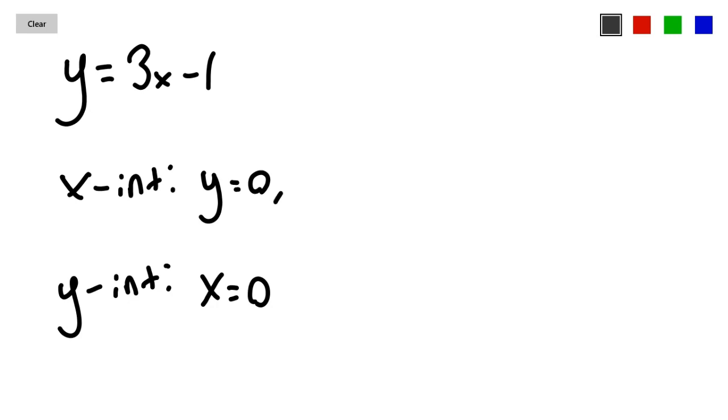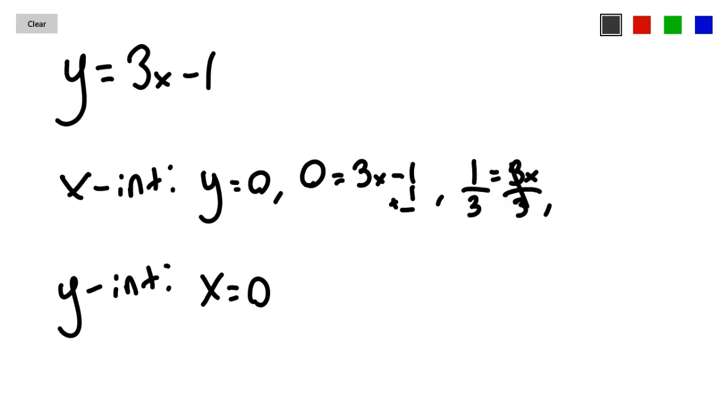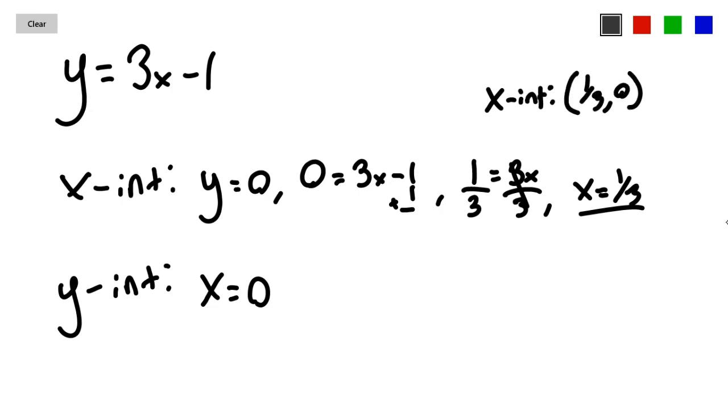So let's plug in y is equal to 0 into our equation here, and we get 0 is equal to 3x minus 1, and then you just solve for x. So we add 1 to both sides, and we get 1 is equal to 3x, and then if you divide by 3, you end up with x is equal to 1/3. So what that tells us is that our x-intercept is the point 1/3, 0. Meaning this graph is going to cross the x-axis at the point 1/3, 0.